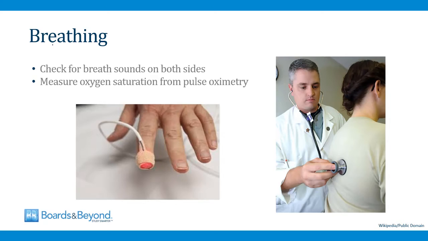Once you've determined that the airway is patent or you've established an airway, the next thing to do is to evaluate breathing. This is fairly straightforward. You check for breath sounds on both sides of the lung with your stethoscope, and you measure the oxygen saturation on pulse oximetry. If the patient has a patent airway but their breathing is abnormal, as we talked about 2 slides ago, that's one of the indications for intubation in a trauma patient.